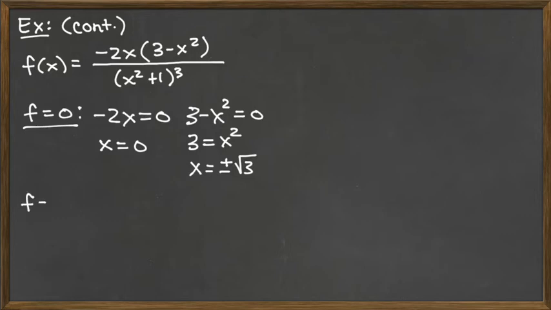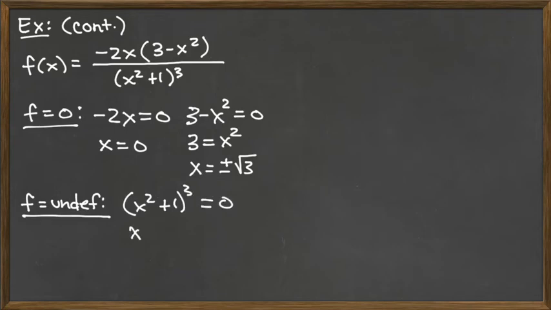We need to look at where f is undefined, and that's setting the bottom equal to 0. And that bottom equal to 0 is really just a single factor copied 3 times. So we're really looking at just the factor x squared plus 1 equal to 0. If we go about trying to solve this, we've got x squared equal to negative 1, and there's no solution there. X squared would always be positive, so there's nothing that's going to allow us to plug it in and get a negative 1. So we don't get anything from that factor.